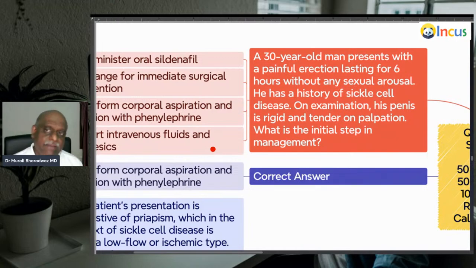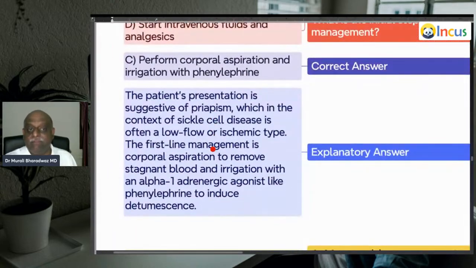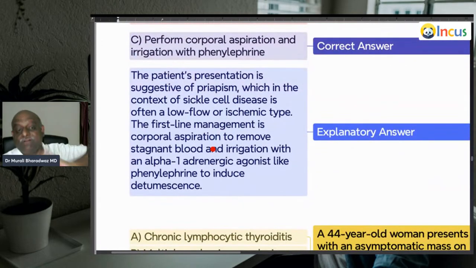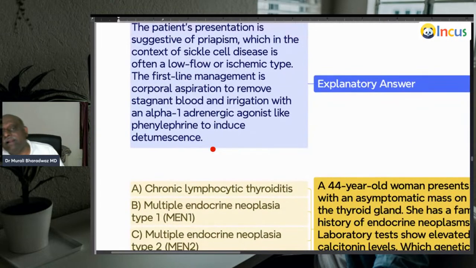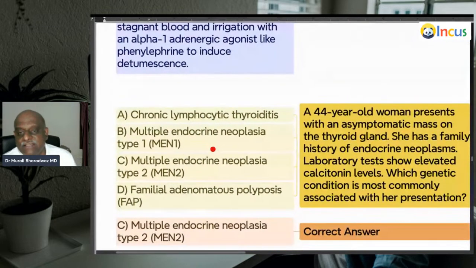A 30-year-old man with a painful erection lasting for 6 hours without any sexual arousal has sickle cell disease. So sickle cell disease patients will develop priapism, which is often the low flow or ischemic type. First-line management is always corporal aspiration to remove stagnant blood and irrigation with an alpha-1 adrenergic agonist like phenylephrine to induce detumescence, is what you need to remember.